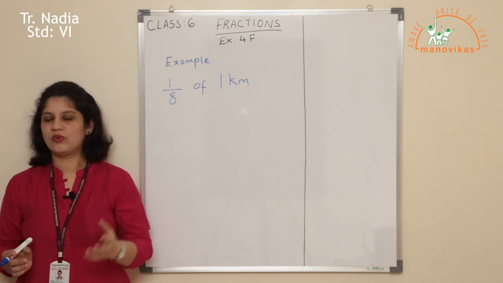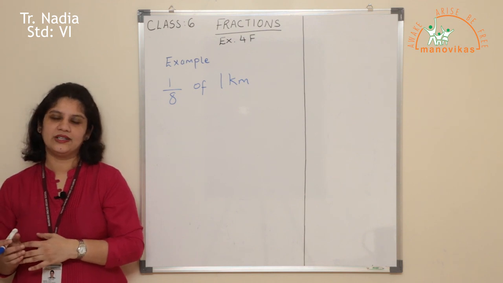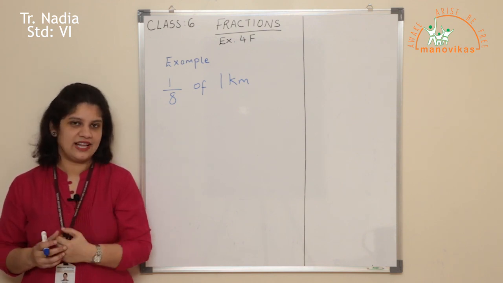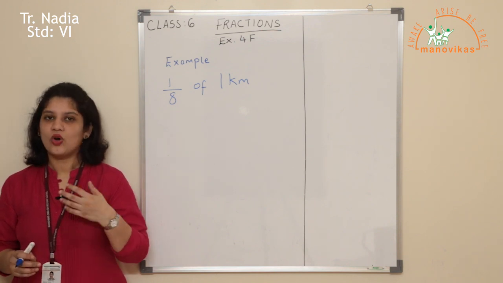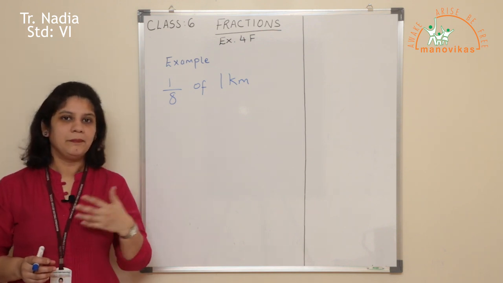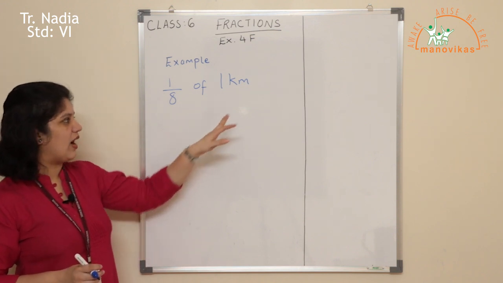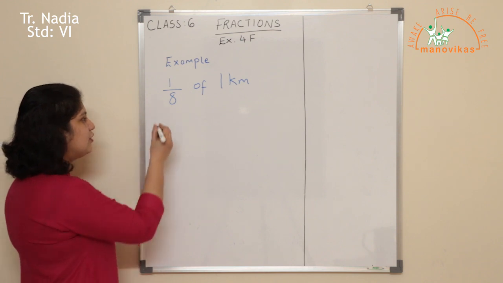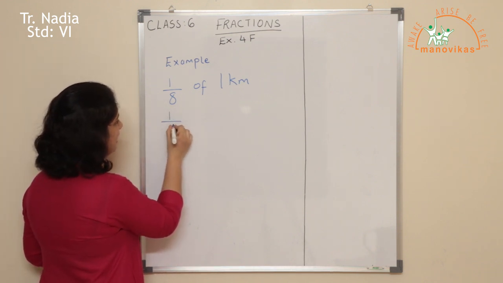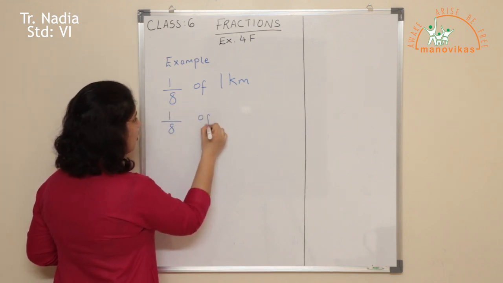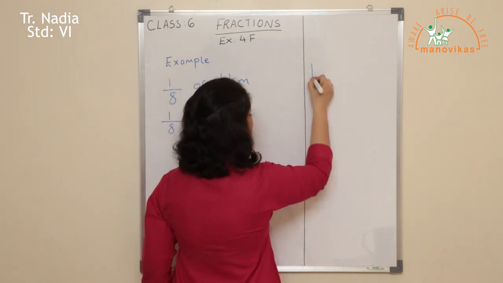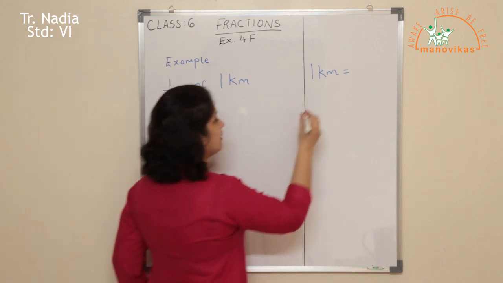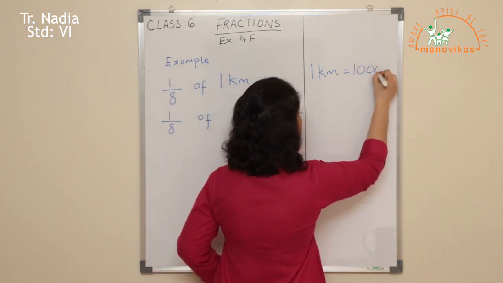Now it is obvious that 1/8 of 1 kilometer is going to be a number which is going to have a value of less than 1 kilometer. So obviously it will be a number in meters. So that is the reason why we need to first convert the kilometer into meters. So I will just reword this sum as 1/8 of, children, I hope you'll know 1 kilometer is equal to how many meters? Yes, it is equal to 1000 meters.